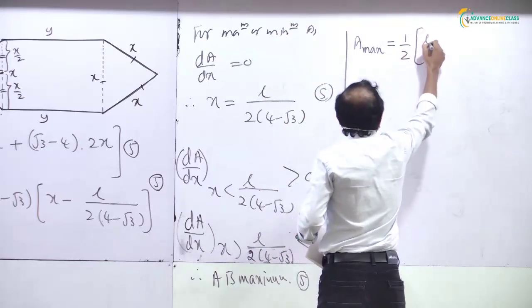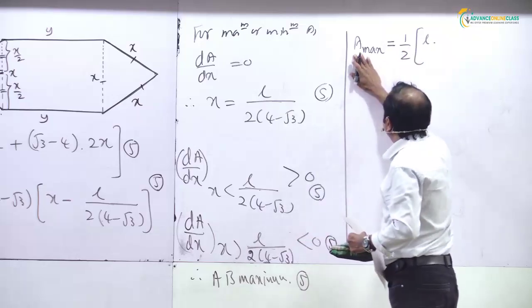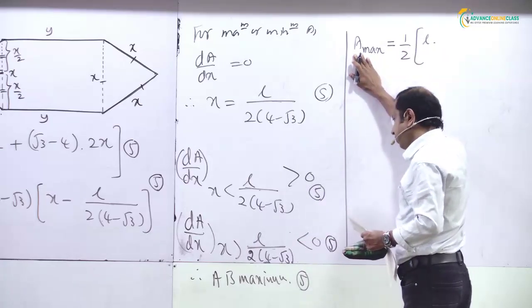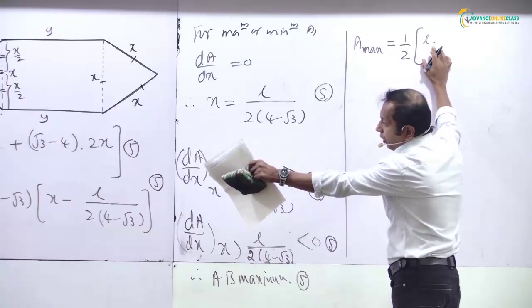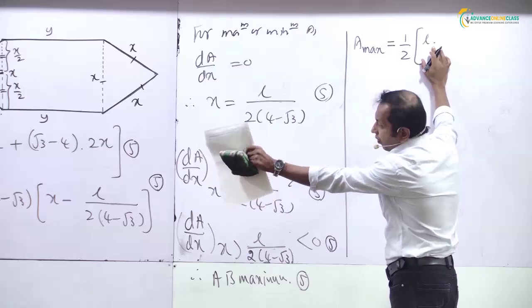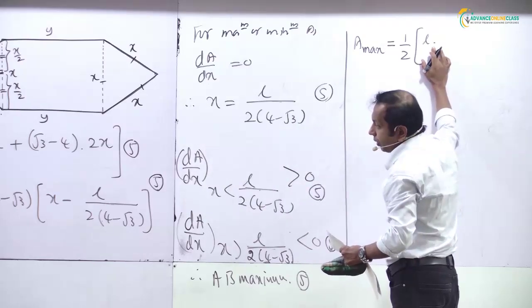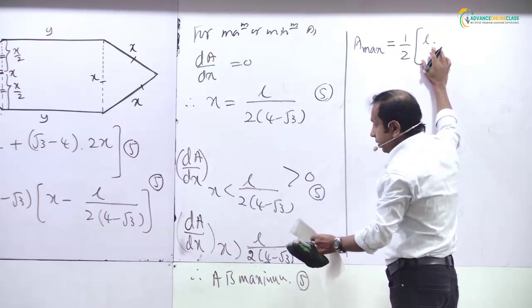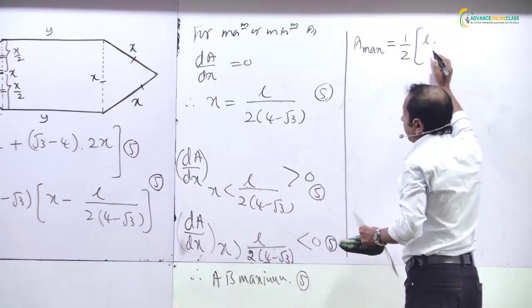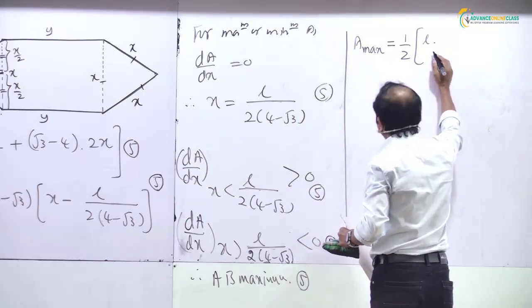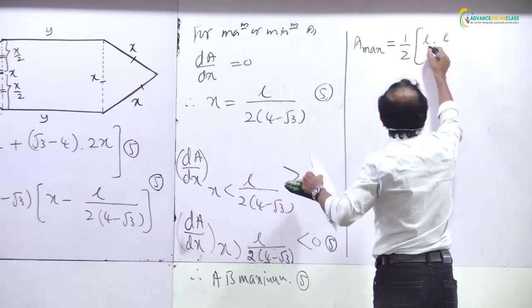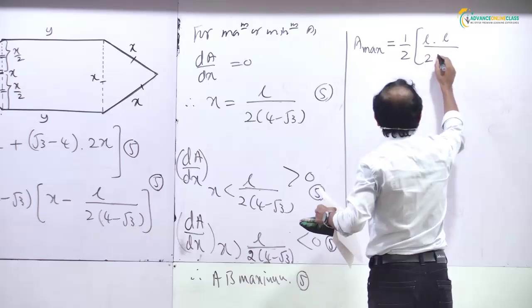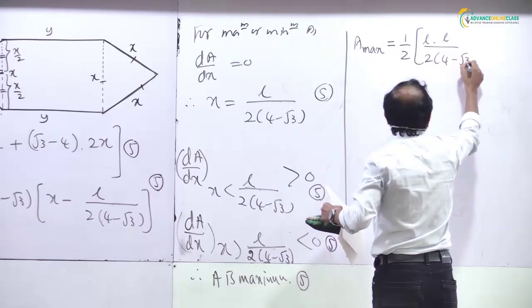Of L, you know, A is maximized by this x value. Then only that x value we have to substitute in that expression. Every x should be replaced by this answer. Now this L times, substitute for x this, 2 times 4 minus root 3.